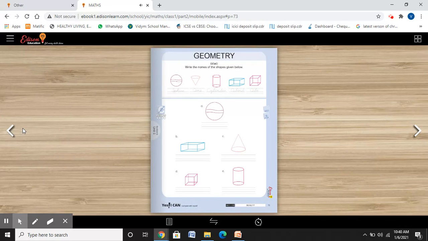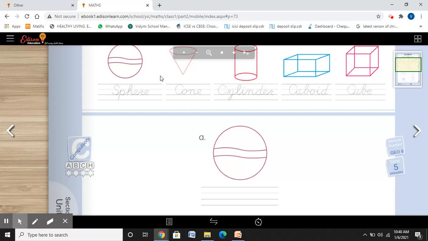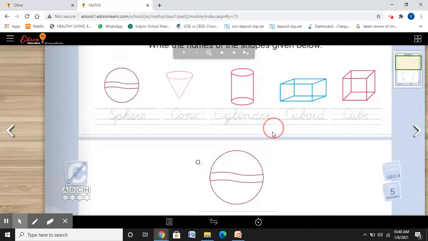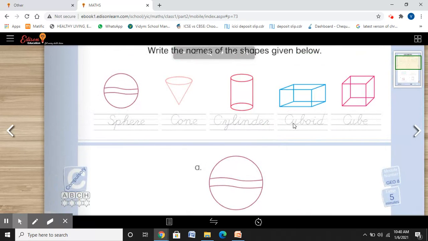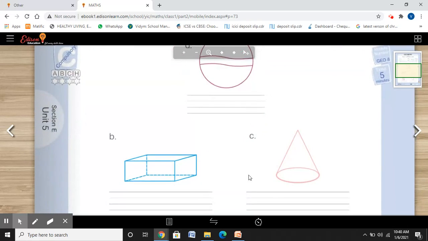So you can see sphere: that is a circle when we put it on plain paper, but when you touch it in 3D, then it is a sphere, cone, cylinder, cuboid, and cube. So the first one is sphere. You will trace them and you will color also. S-P-H-E-R-E, sphere. A is sphere.